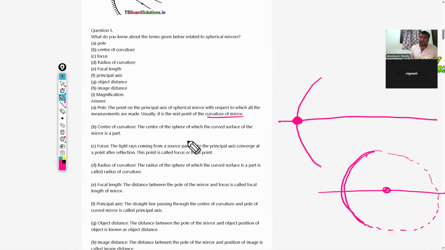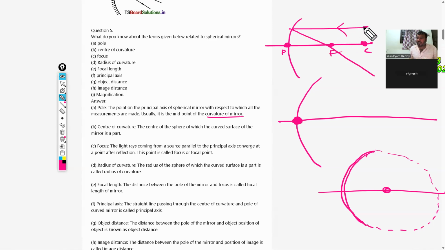Next, focus. This is the pole, the focal point, the center of curvature. Light rays coming from a source parallel to the principal axis converge at a point after reflection, and this point is called the focus. It is the midpoint of the pole and the center of curvature. Converge means combining at the focus.